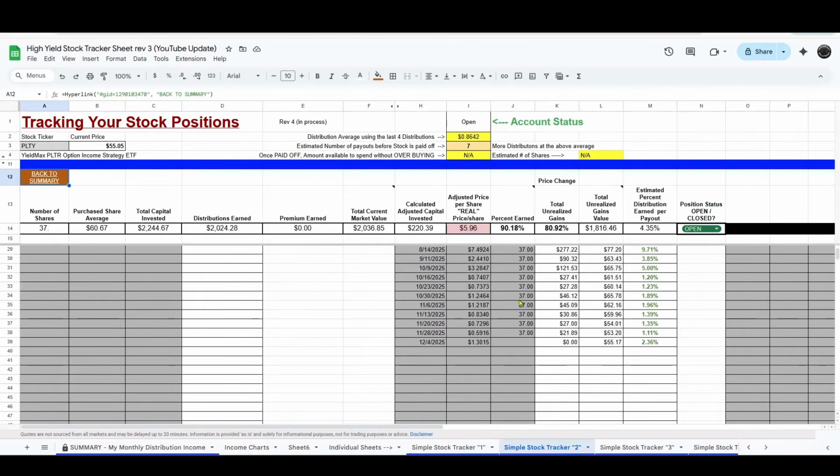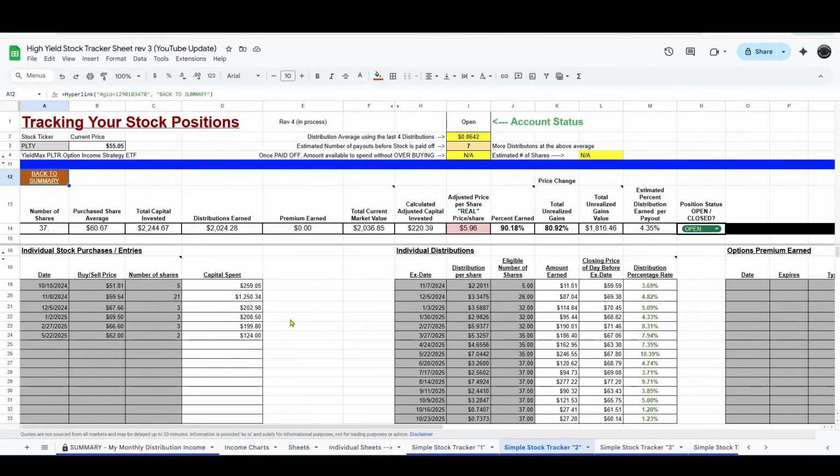Let's go to PLTY, and for PLTY, we have not had a reverse split on PLTY. There was not one announced. With the current price of $55.05, there's not one coming anytime soon for PLTY, in my opinion.